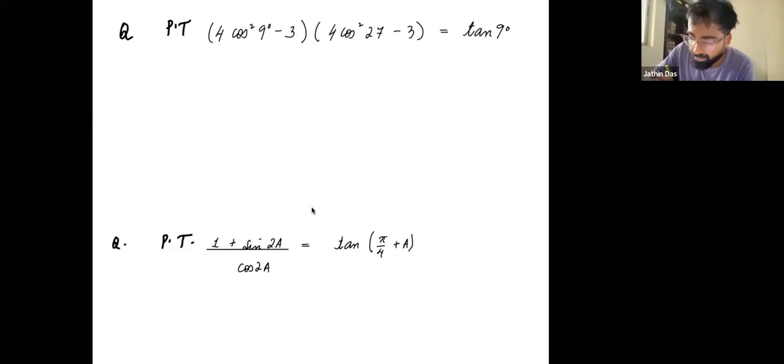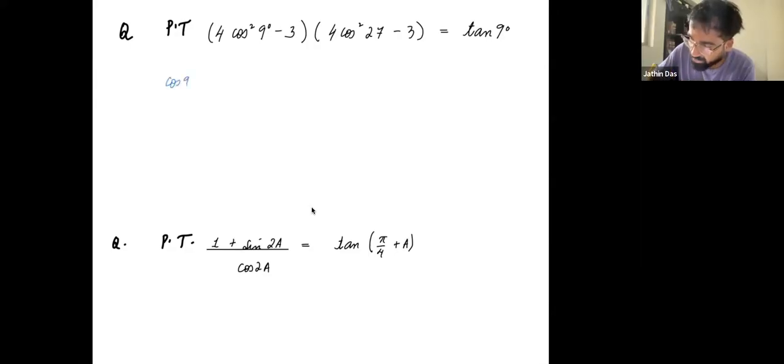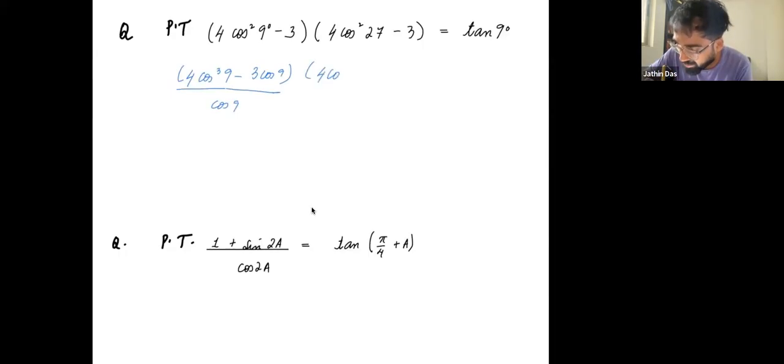See, if I multiply, got it. Okay, good. You multiplied by cos 9 and cos 27 and divided by cos 9 and cos 27. Very good. So on top if I multiply by cos 9, you will get cos cube 9 minus 3 cos 9, divided by cos 9. And here I multiplied. See, you're getting the hang of it very easily. Good. And this I'm getting as cos 27.